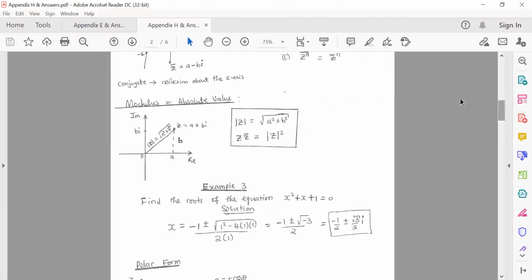All right, example 3. Let's see if we can do that quickly before our session expires. They say find the roots of this equation. Obviously, because it's quadratic, you use minus b plus or minus the square root of b squared minus 4ac, over 2a. Everyone remember that formula. If you do that, you end up with something like this.